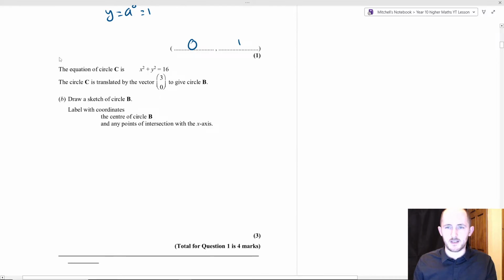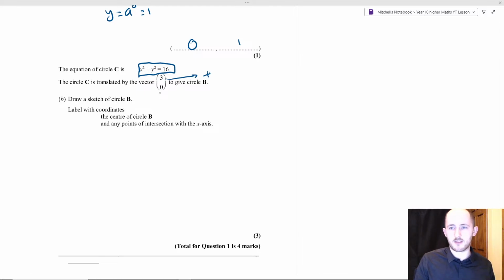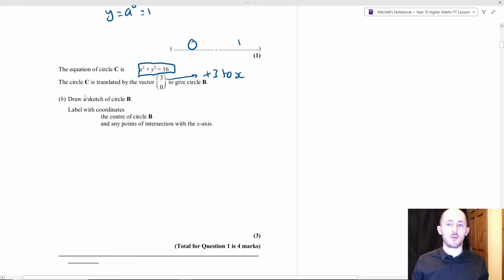Pretty cool. The equation of the circle C is x squared plus y squared is 16. It's translated by the vector 3, 0 to give circle B. Draw a sketch of the circle B, label the coordinates of the center and the intersection with the x-axis. Interesting. Okay. So what I want to do then, and I think this would be easier, is I want to work out where this curve intersects the x-axis first, because when I translate by vector 3, 0, this just means plus 3 to x. So if I work out all of the values on the normal one, I can then just add 3 to them.